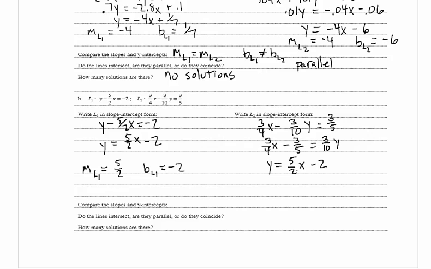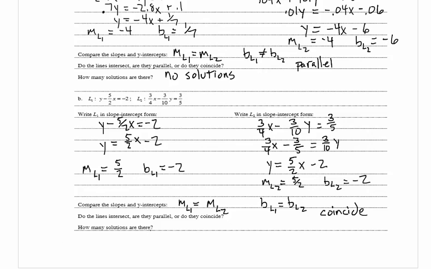So now we can see that L2 is exactly the same line as L1. So our slope of L2 is equal to 5/2. And our y-intercept of L2 is equal to negative 2. And now they want us to compare the slopes and the y-intercepts. And the slopes and the y-intercepts are the same because we have the same lines. So m of L1 is equal to m of L2, and b of L1 is equal to b of L2. And because they're the same lines, we have coinciding lines, so we can say that they coincide.